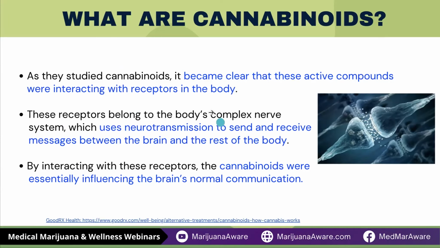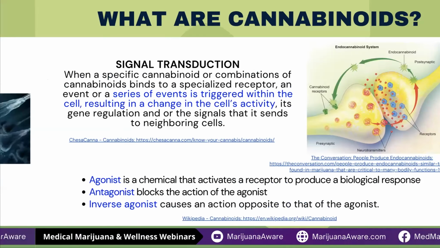Yeah, so scientists were trying to figure out how these chemicals that they were finding from the cannabis plant were actually interacting with the body. And so they found that it was interacting with a series of receptors in the body, and it's through neurotransmitters. So these receptors belong to the body's complex nerve system, which uses neurotransmission to send and receive signals from the brain to the rest of the body. This is part of your nervous system. And then by interacting with these receptors, cannabinoids were essentially influencing the brain's normal communication routes. So this is very natural. In other words, the natural body function. Your body's using endocannabinoids to really heal itself.